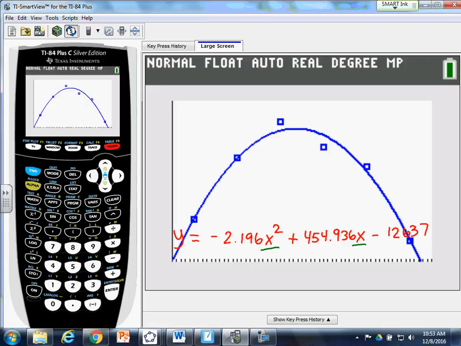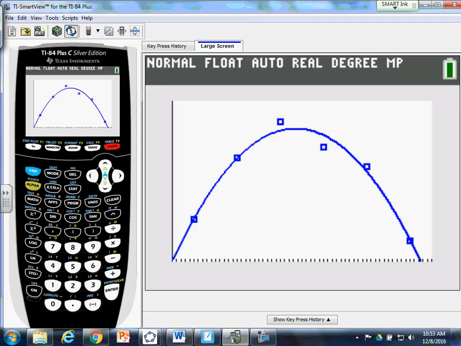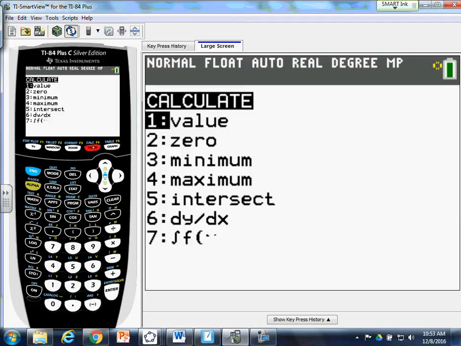A couple things we can do. Most of the time it's going to be really important to find a maximum or minimum. This parabola, for example, since it opened downward, has a point around here somewhere that is the highest point on the graph, which is the maximum. So let's go ahead and find that. Your calculator can do that. It's in second trace, where it says calculate right above there. Press second trace and you'll see this menu. There's an option for value, for zero, which we'll use in a minute, and then max and min.